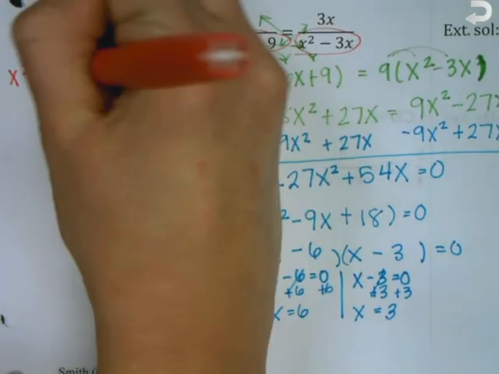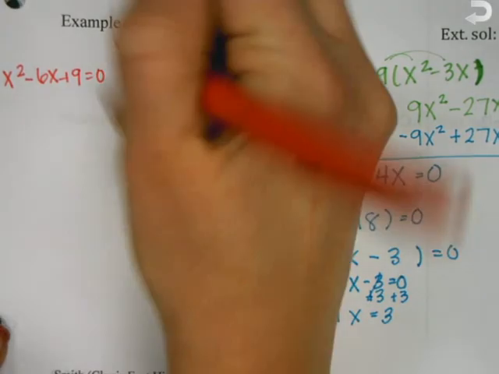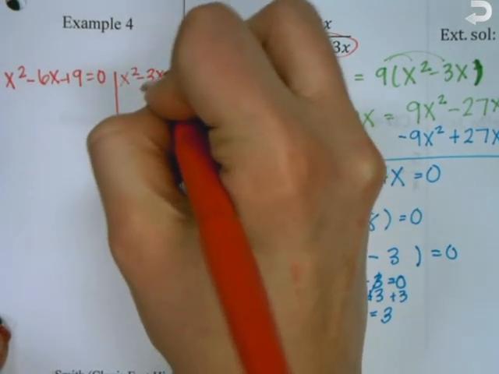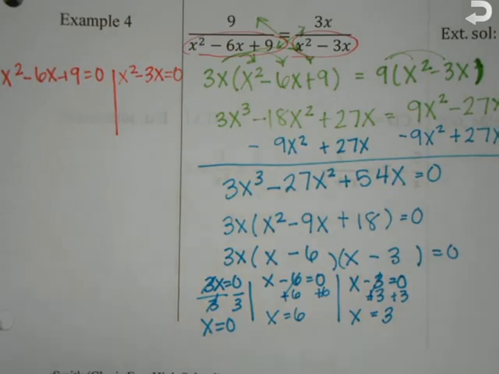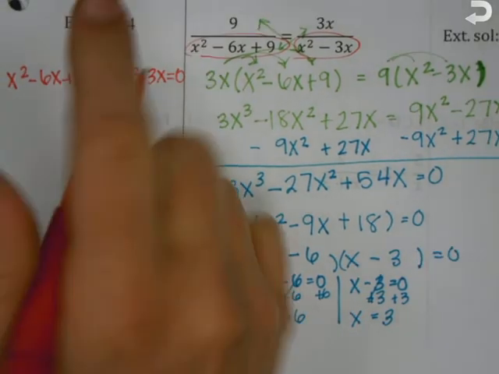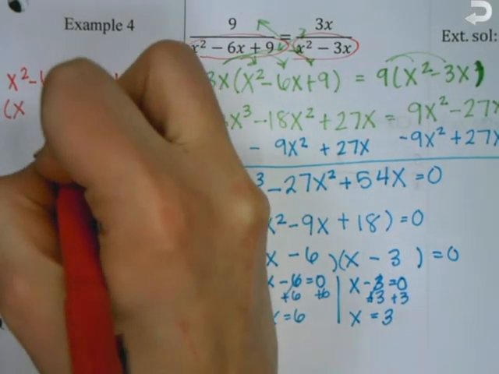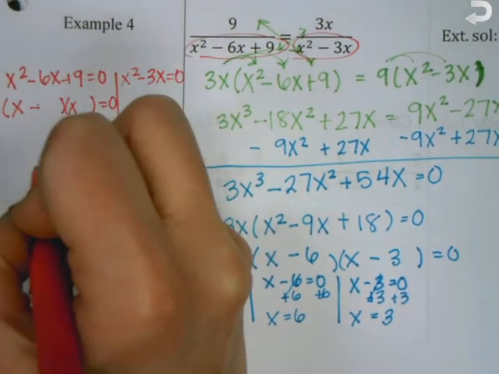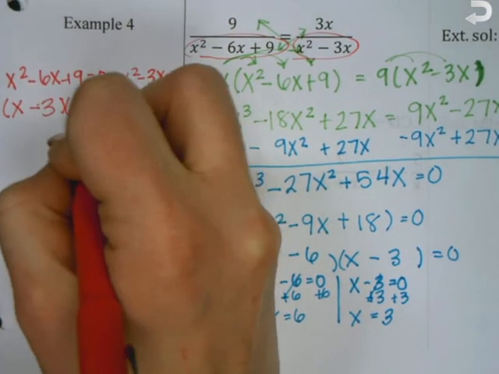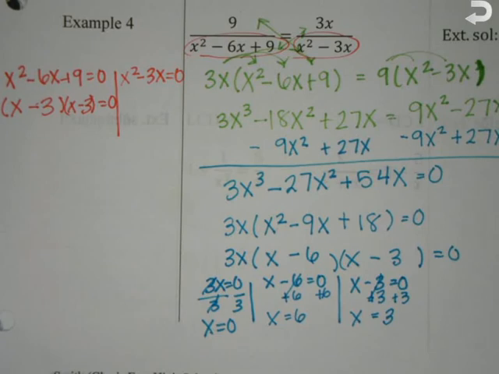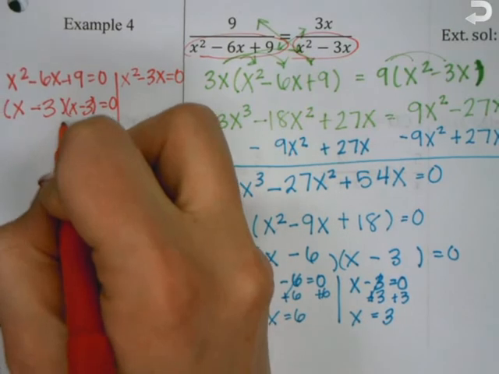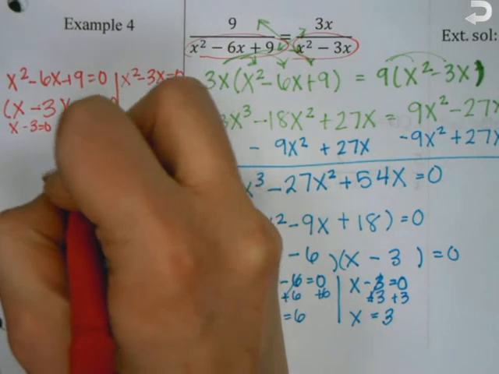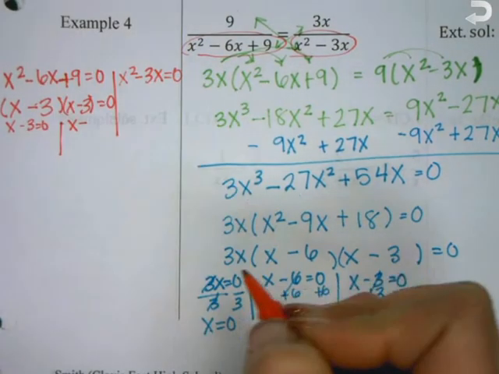Now I can factor. So how does this one factor? Diamond. Negative 3 and negative 3. So we get x minus 3 equals 0. x minus 3 equals 0. So we actually get the same answer for both of these, right? We get x equals positive 3.